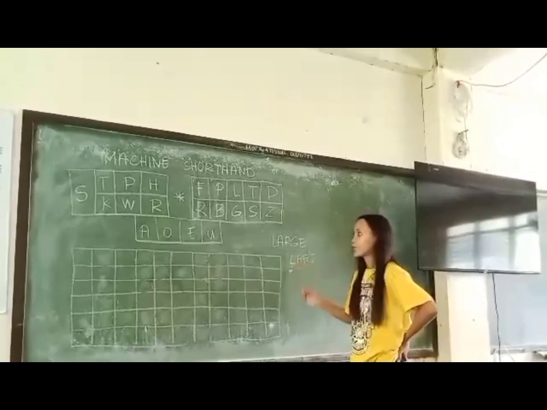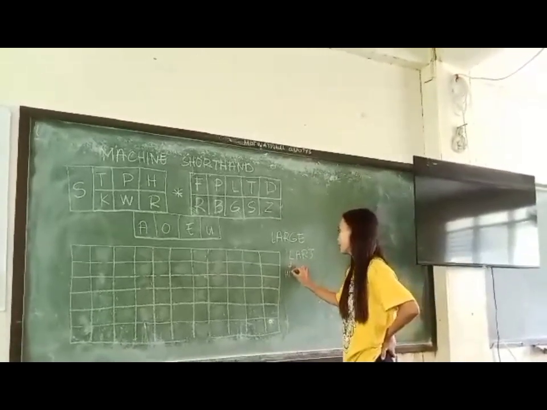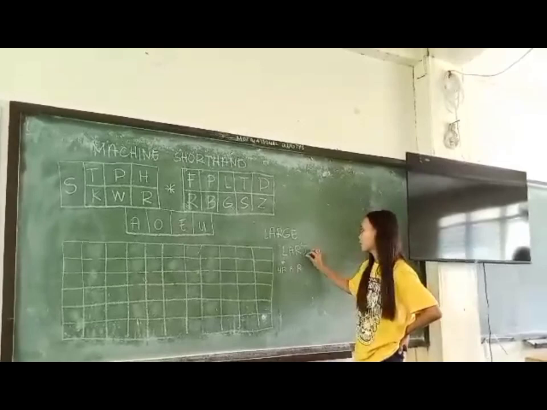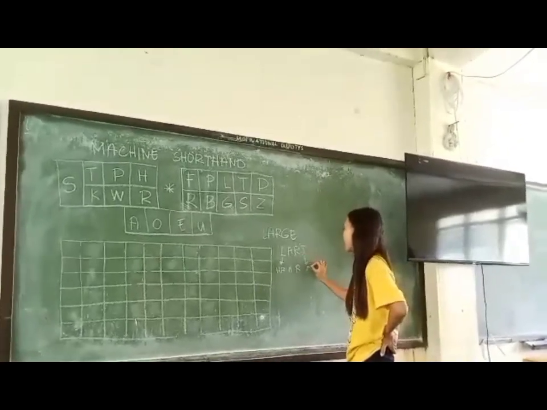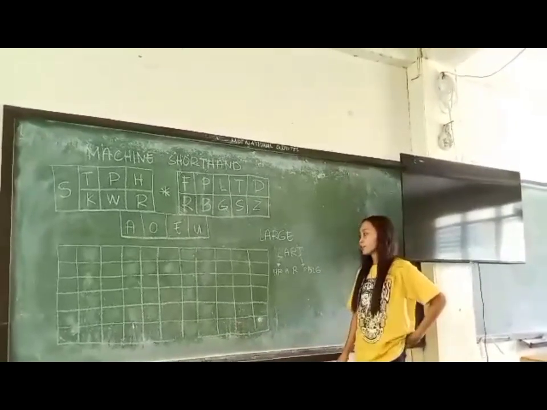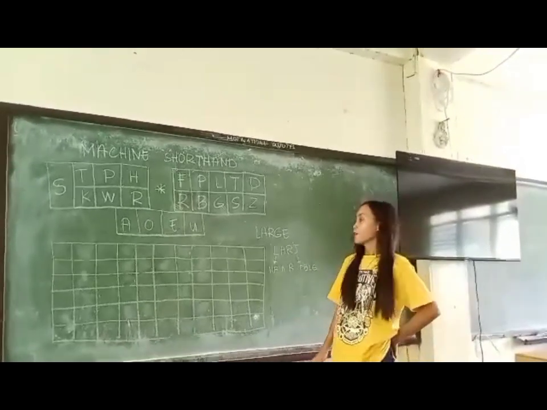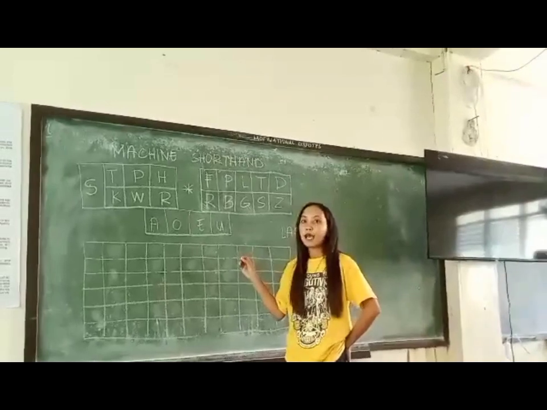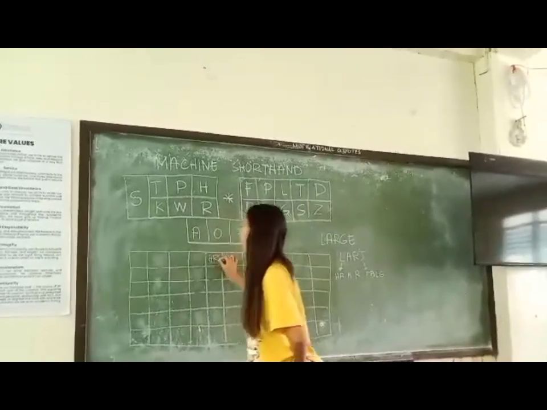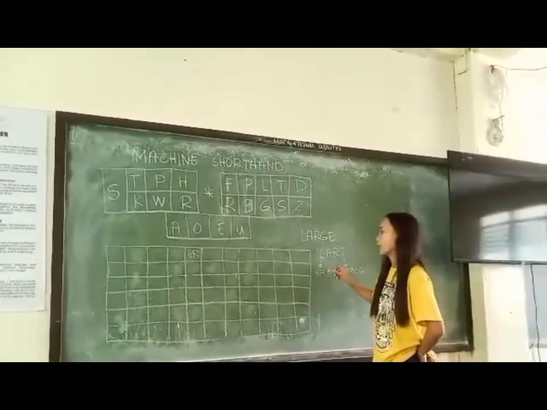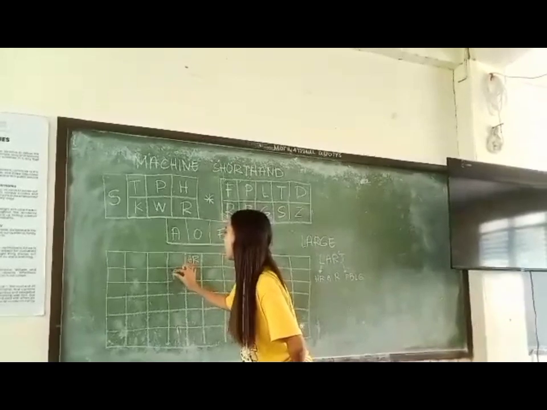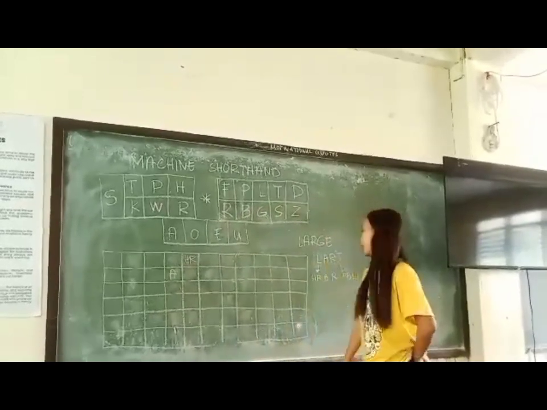L represents the initial HR. The A, R, and G represent the word. In writing in machine shorthand, depress your left index finger to put the initial R. Next is the vowel A, which is depress your left thumb to put the vowel A.